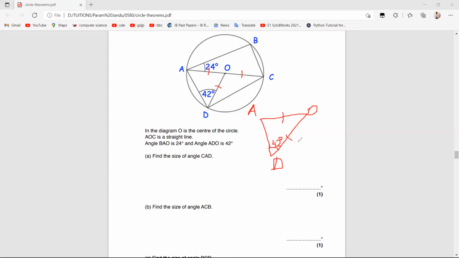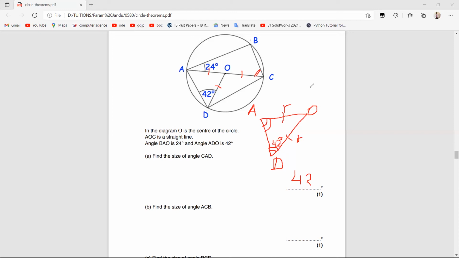Okay, so if this is a radius and this is a radius and they are all equal, it means these base angles are also equal. So the angle at A is actually 42 degrees because of the isosceles triangle. All right, and then they want the size of angle C, that is ACB. Where is ACB? ACB is right here. Okay, that's our ACB.